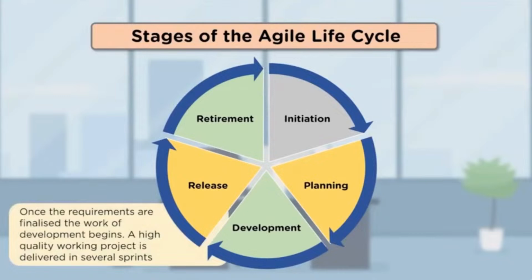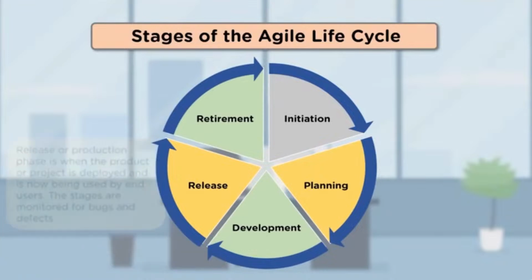After the planning phase comes the development phase. Once the requirements have been defined, based on the feedback from the product owners and stakeholders, the actual work of development begins. Agile product development delivers high quality working products in incremental phases or sprints.